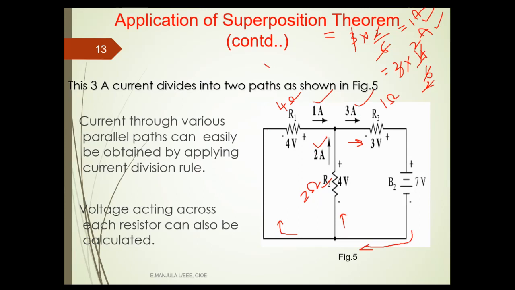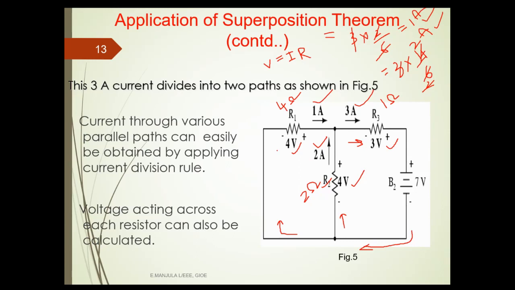So the formula is V equals I into R. So from each resistance we know the current flowing through it, so directly we can calculate. So 4 into 1, 4 volts. So 2 into 2, 4 volts. So here 3 into 1, 3 volts.